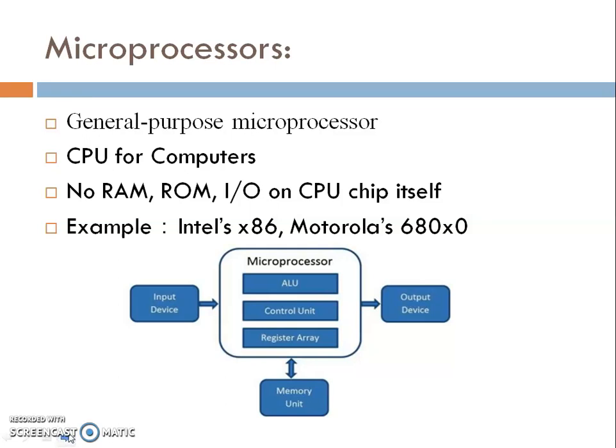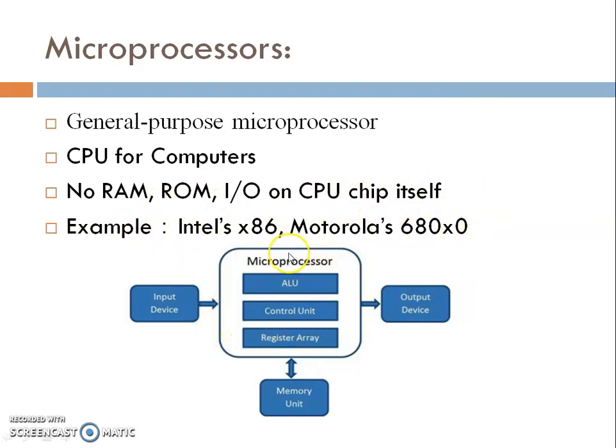Then the microprocessor. A microprocessor is a type of semiconductor device which performs all arithmetic and logical operations, and it is used as a general purpose microprocessor. It is like the CPU for a computer or mini computer. It does not contain RAM, ROM, or input output on the CPU chip itself. Examples of microprocessors are Intel's 8085, 8086, and Motorola 680.